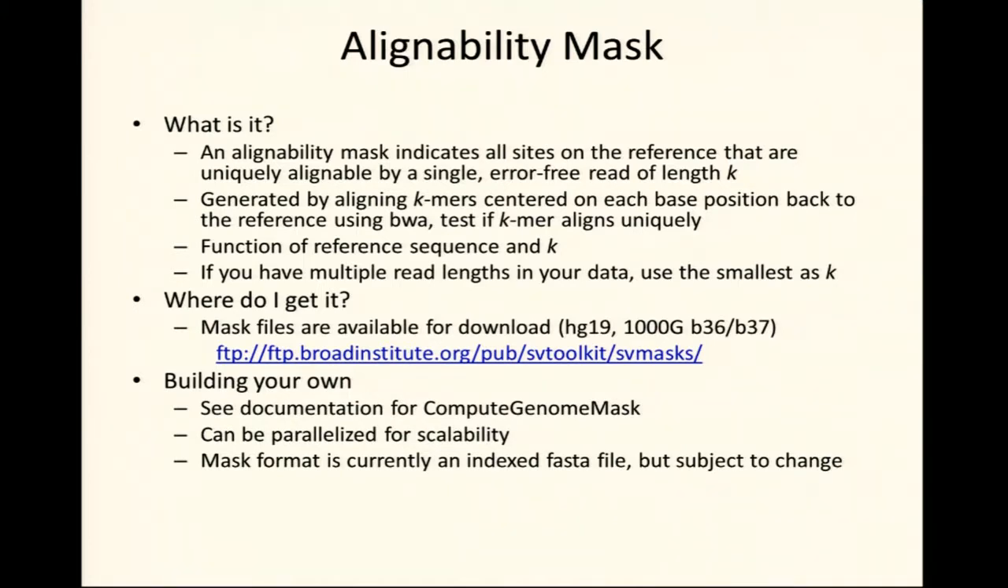If you have a mixture of 50 and 100 base pair reads, the right thing to do is use 50 for the smallest reads you have. Or you could try calling in batches and use 50 for your 50 base pair data and 100 for your 100, if you wanted to do that. There are a bunch of pre-computed masks that you can get from our FTP site for common genomes and different values of k, or you can build your own. If you look at the documentation for ComputeGenomeMask, you can just feed in your reference and what value you want for k and build your own mask.